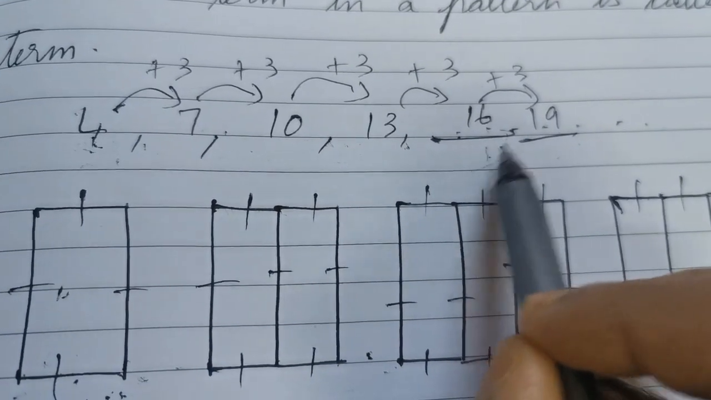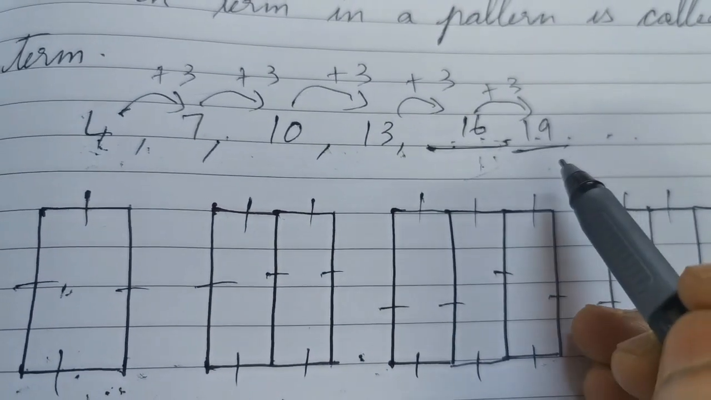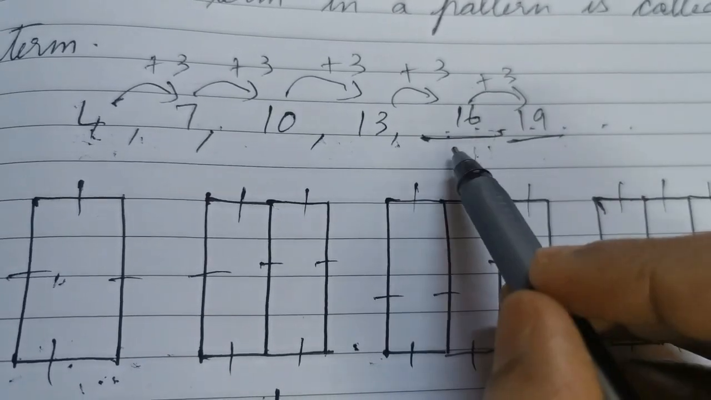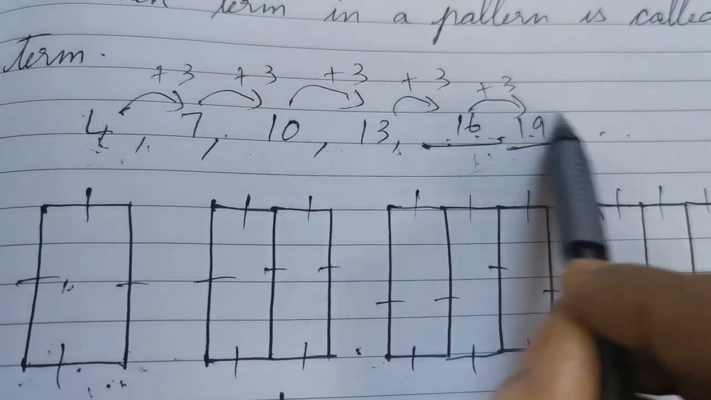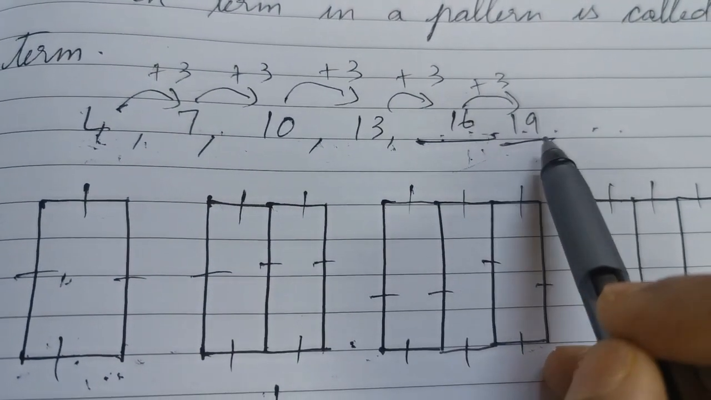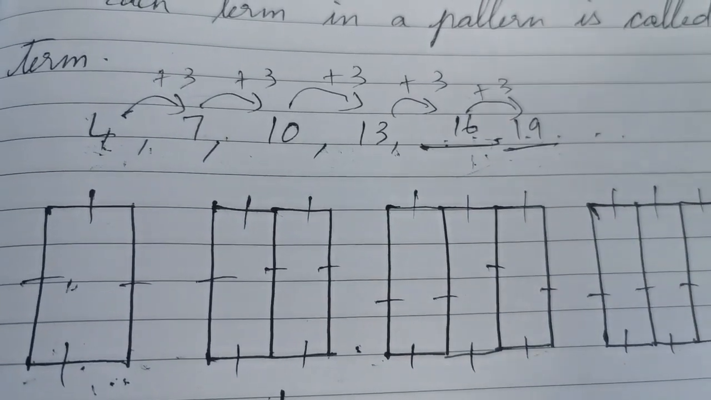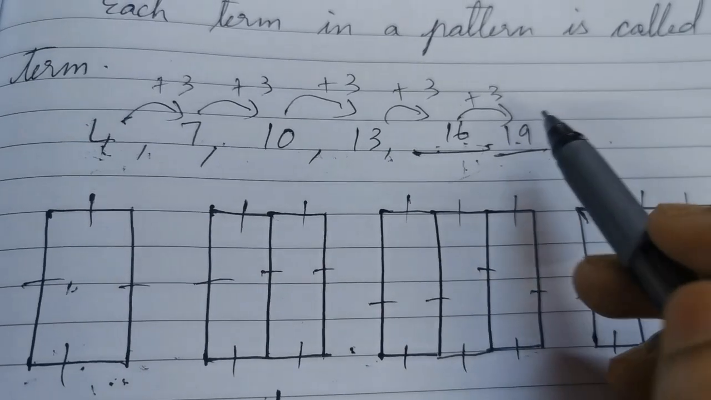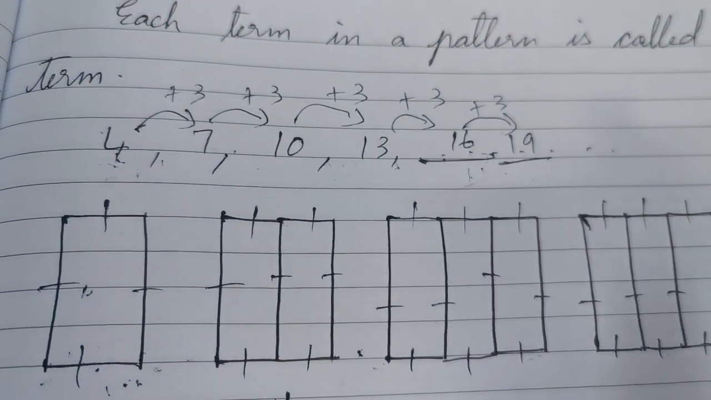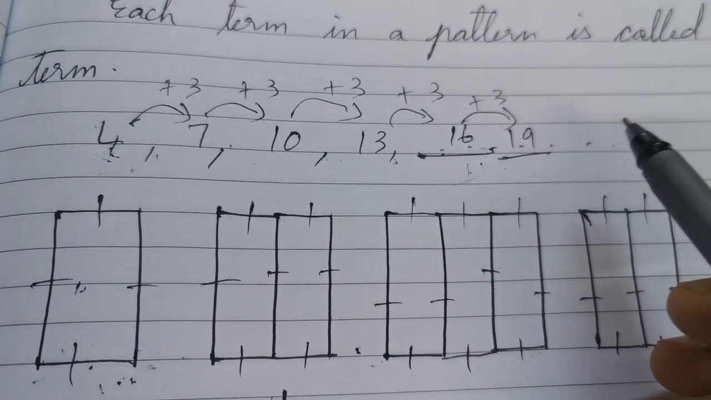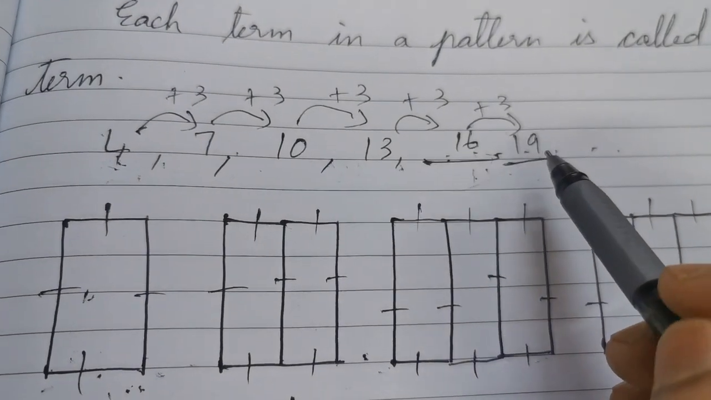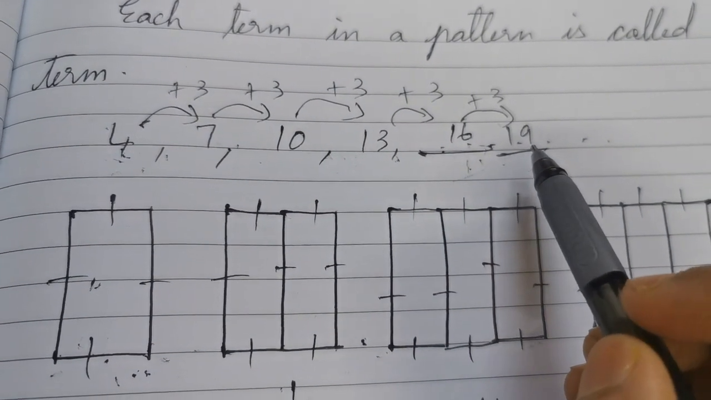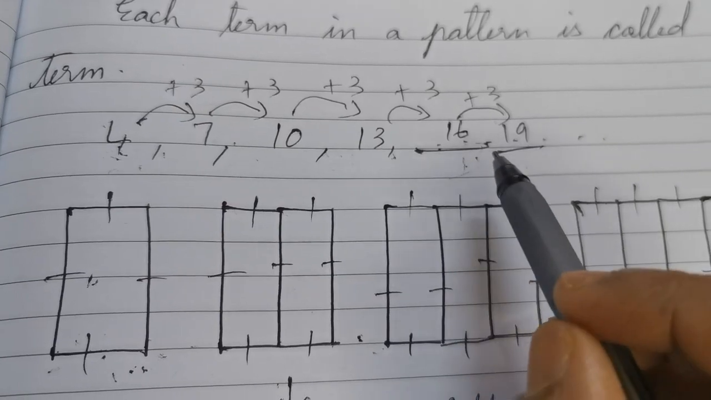But it's not possible for me to find the 200th or the 1000th term of this pattern by adding in this way. It's not possible for me to add and find out the 1000th term or the 500th term or the 200th term by using this way of adding. So we have a formula which will help us to find a particular term in a pattern.